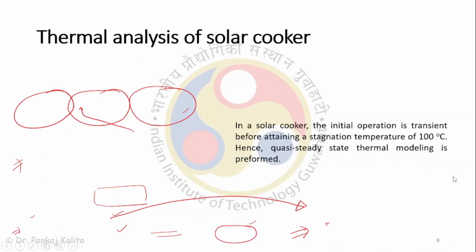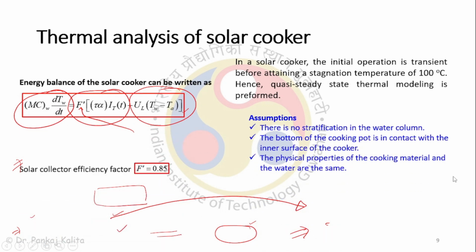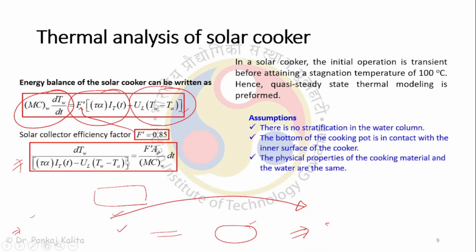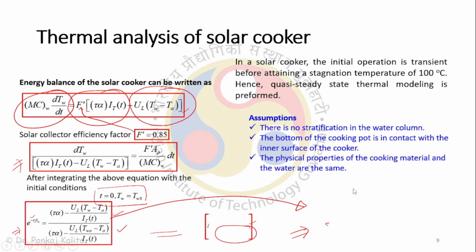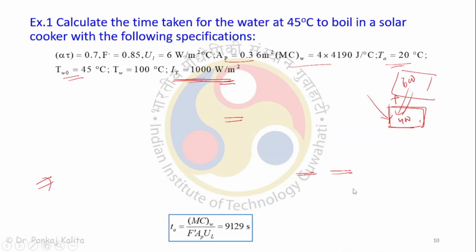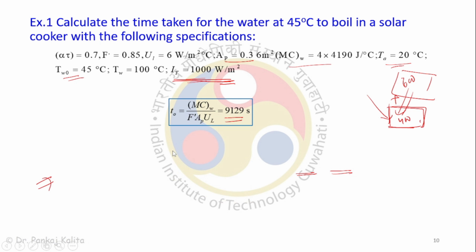So this is the thermal analysis, solar collector efficiency factor, and all those things. Now let's discuss this question, and then I will leave you with this so that you can calculate the time taken for water at 45 degrees Celsius to boil in a solar cooker with the following efficiency. The tau alpha value is given, tau is transmittivity, alpha is absorptivity, and the F factor is given.